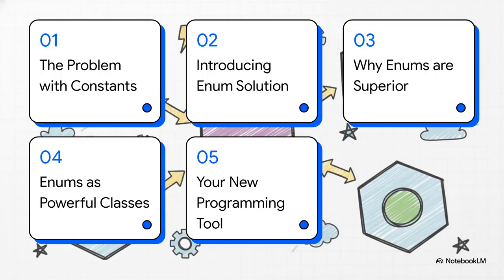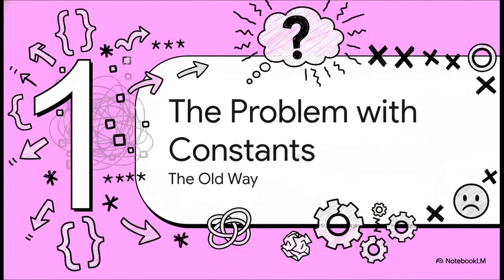So here's our game plan. First, we'll look at the old, messy way of doing things. Then we'll introduce the solution, the Enum. After that, we'll break down why they're so much better. And then we'll uncover their secret identity as powerful classes. And finally, we'll talk about how you can start using them right away. All right, let's get into it.